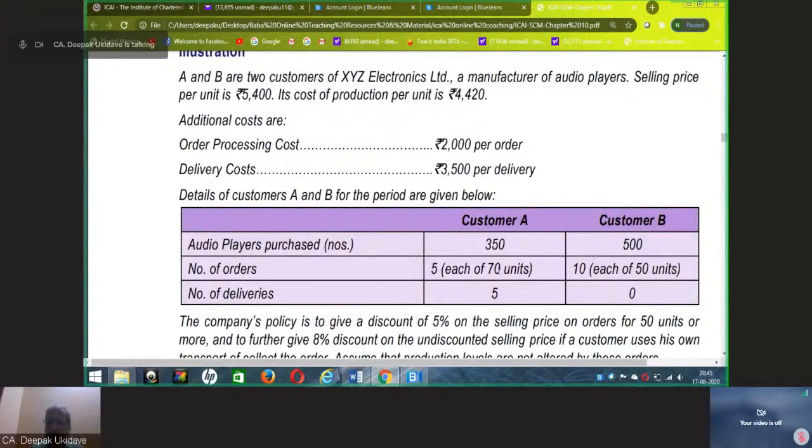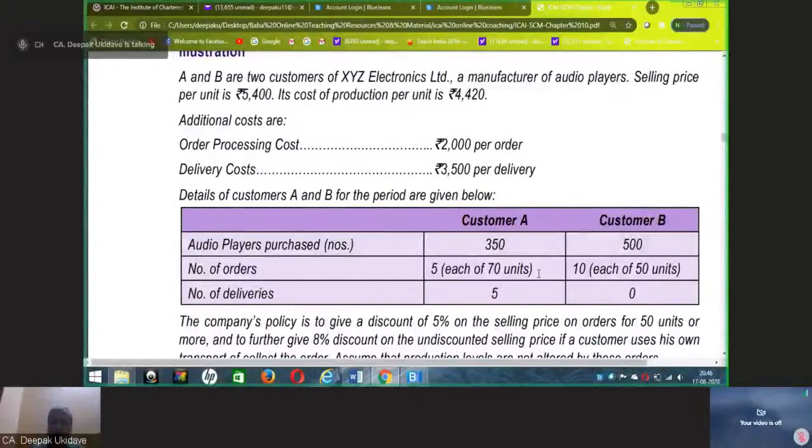Number of orders. Customer A is placing 5 orders each of 70 units and customer B is placing 10 orders each of 50 units. All of you have studied in intermediate level the EOQ model, economic ordering quantity, where we do a sort of trade-off between the ordering cost and the holding cost. Similarly here, some customers place fewer orders, but each order is of high volume. Some customers may place a large number of orders, but each order is of less volume. Each one's liking, but there is a cost implication.